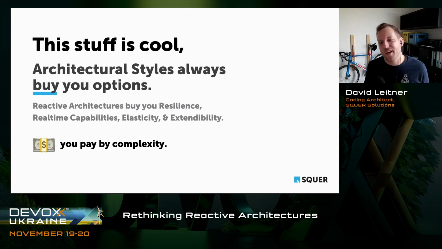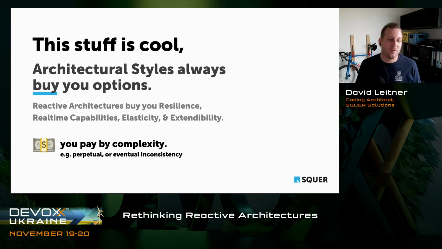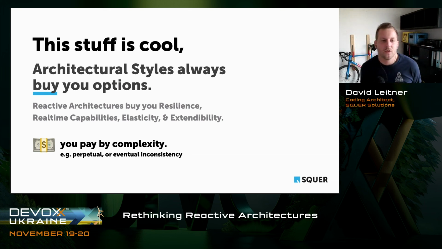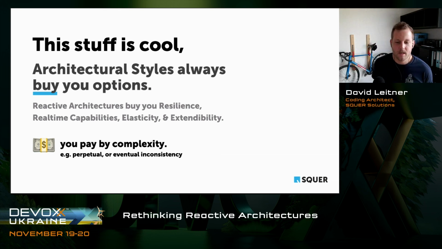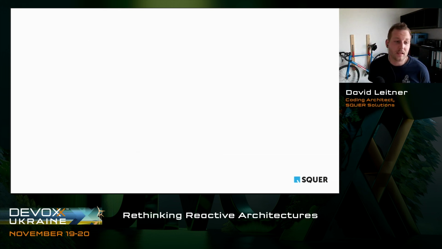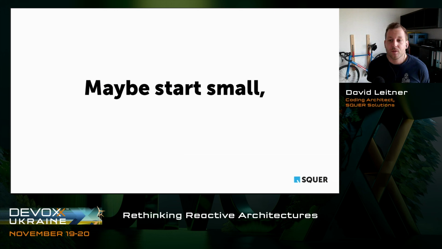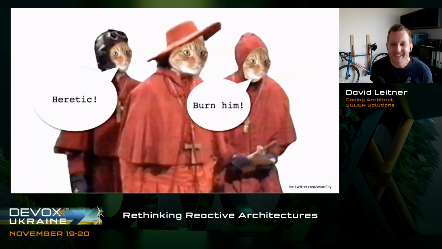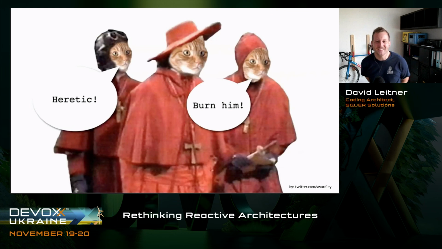And in the case of reactive architectures, of course, there's a lot of complexity we didn't talk about in this presentation, like eventual consistency or perpetual consistency. There are big issues you usually have to deal with and find solutions for. So as always, maybe start small and shift to reactive systems once needed. That's my final conclusion on this.